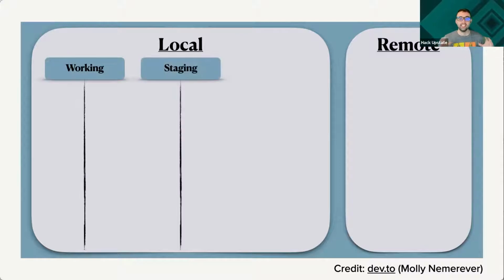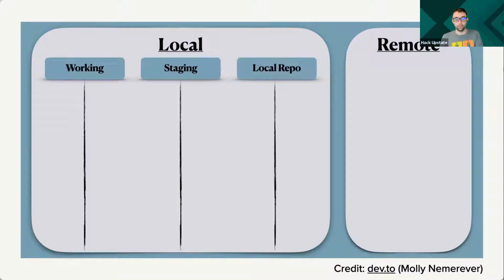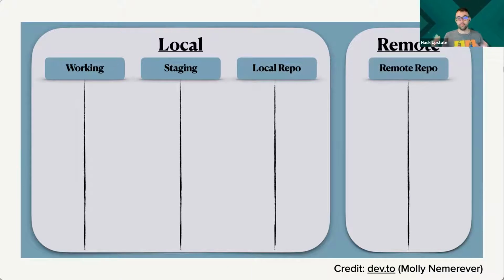Then you have your staging area, right? Your staging area is kind of the middleman between what you're working on and what gets committed to your local repository. So there are our action verbs to get between working, staging, and local. And then finally, on your remote, you have your remote repository, right? And that's just acting as kind of a copy of your local repository.